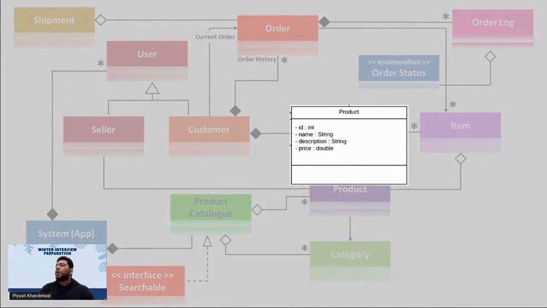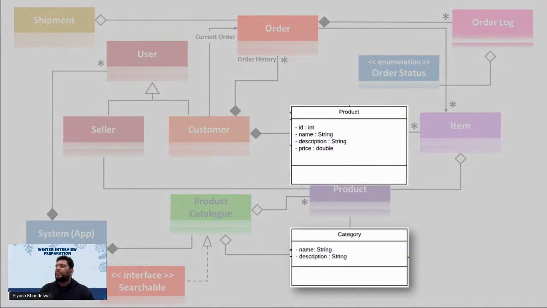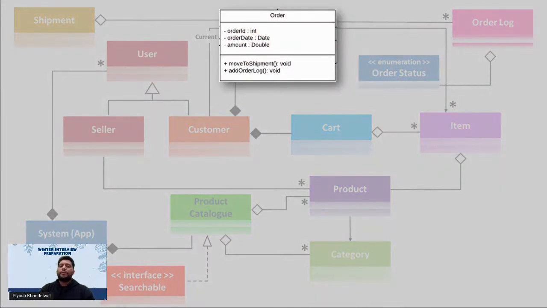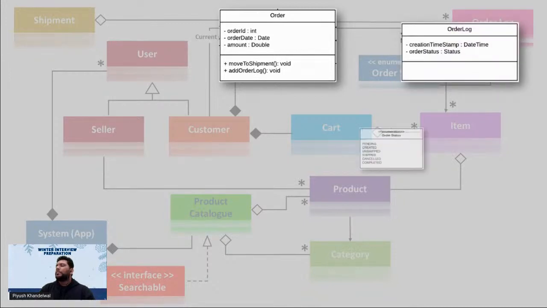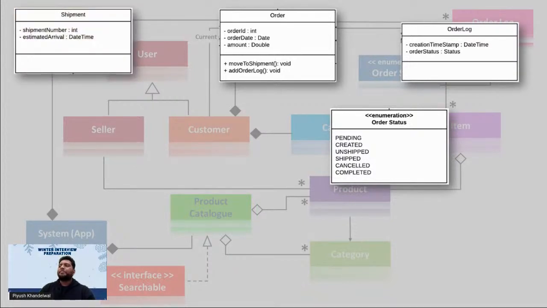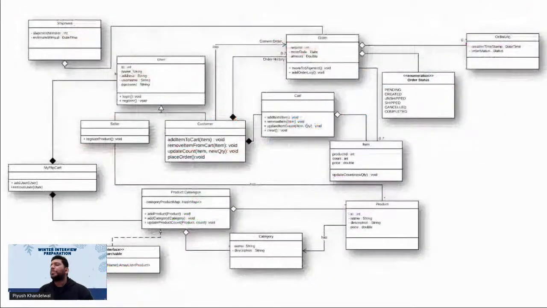See? Then we have a product. Then we have a category class. See? We have the order class, which has these attributes. Order log. Order status will be pending, created, unshipped, shipped, cancelled. Okay. Then we have the shipment class, and this would be our final class diagram. Okay. This is how the real class diagram will look like.